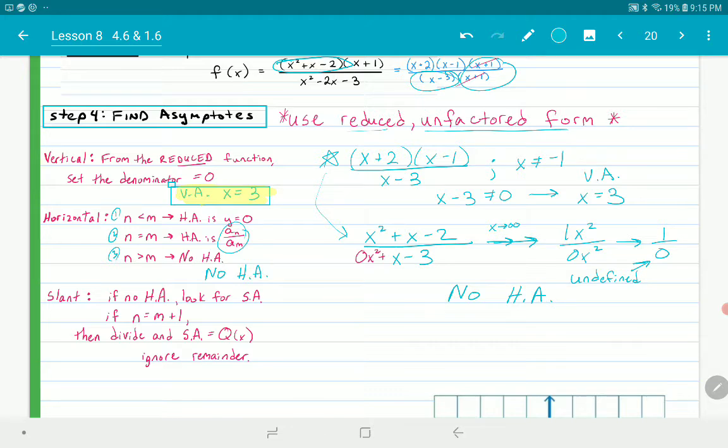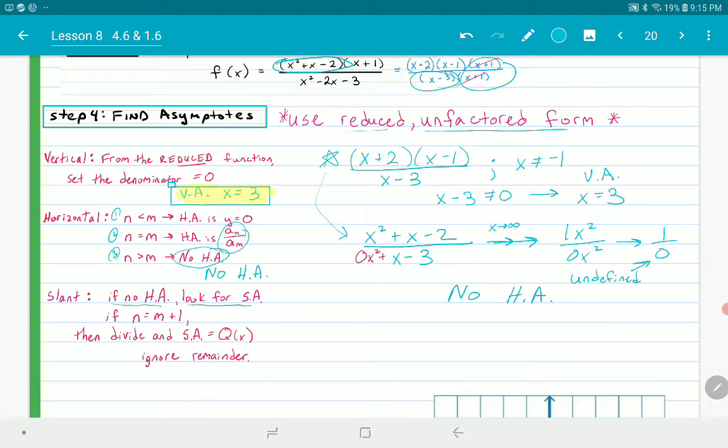Now, if you prefer to use all 3 rules and just look at the degree, you can do that. And on this one, you'll see on rule 3, the numerator has a higher degree than the denominator, and that also leads to no asymptote. Okay, so if there's no horizontal asymptote, then maybe there's a slant.